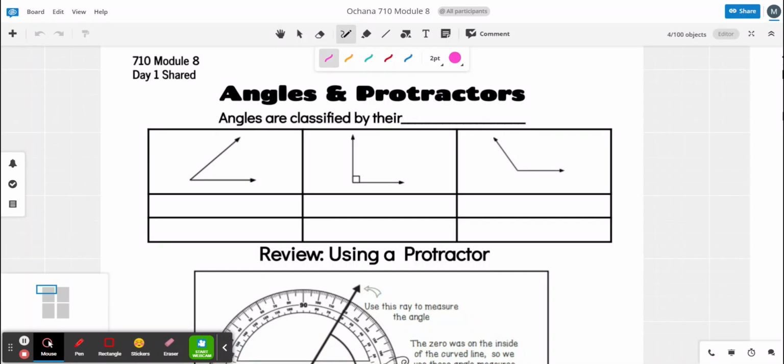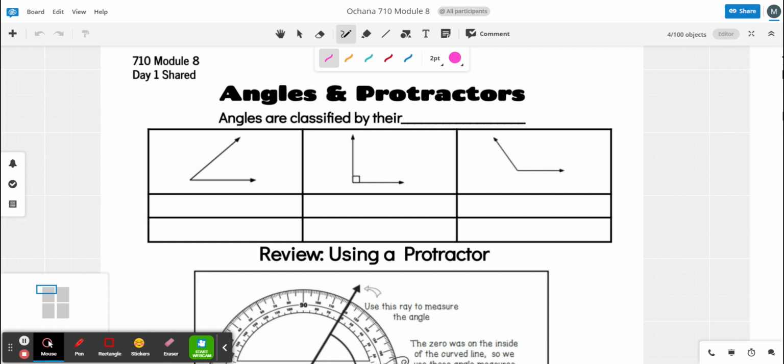Hi, class. So today we are starting Intro to Module 8, and we're going to start by learning angles and how to use protractors. So we're going to start learning a lot of vocabulary. And if you have any questions, you can ask me about it tomorrow. You can post it in Google Stream, or you can send me an email. All right, so let's go ahead and get started with our shared.